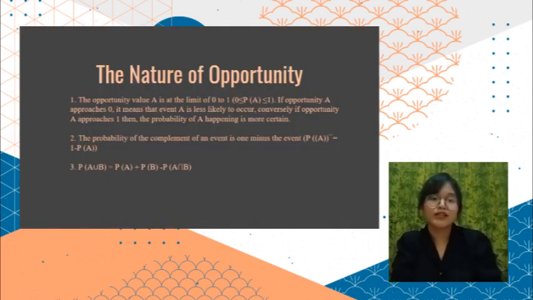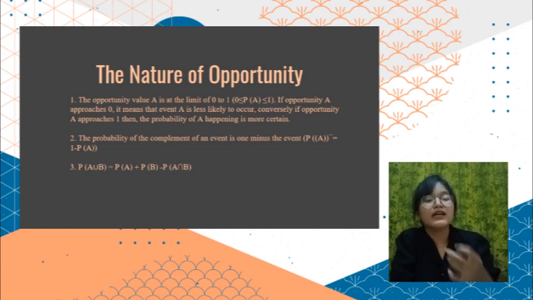Next, the nature of probability. Number 1. When the probability of event A is 0, it means event A is unlikely to occur. But when the probability of A is 1, then the event is certain. Number 2. The probability of the complement of an event is 1 minus the probability of the event. Number 3. The probability of events A and B is obtained from the intersection of events A and B.